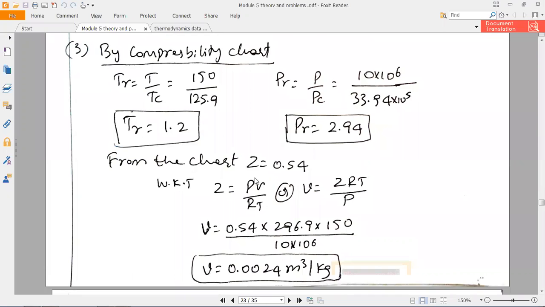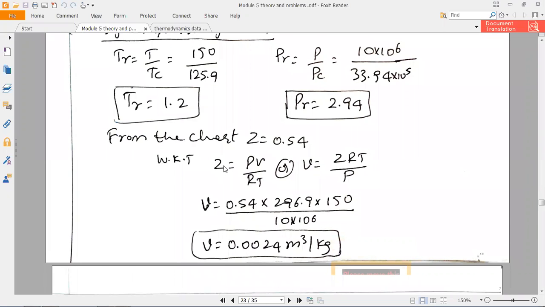We know that the compressibility factor, Z is equal to PV by RT, or V is equal to ZRT by P. Now all the values: Z is just calculated, R is taken from the data handbook, T is the existing temperature, P is the existing pressure. Substitute all the values, you'll get the specific volume is this much.